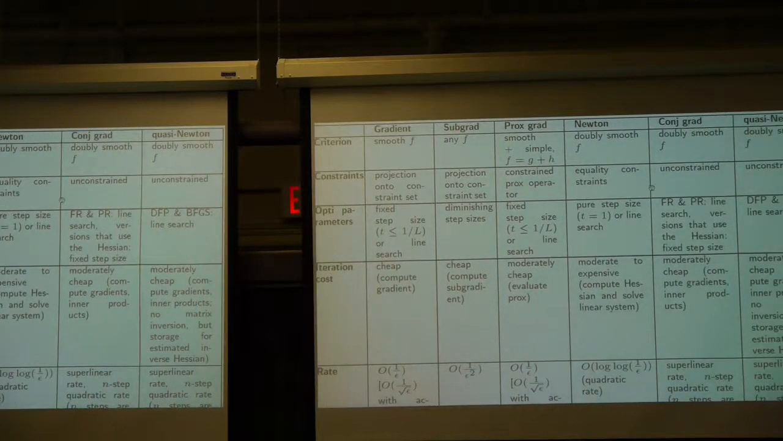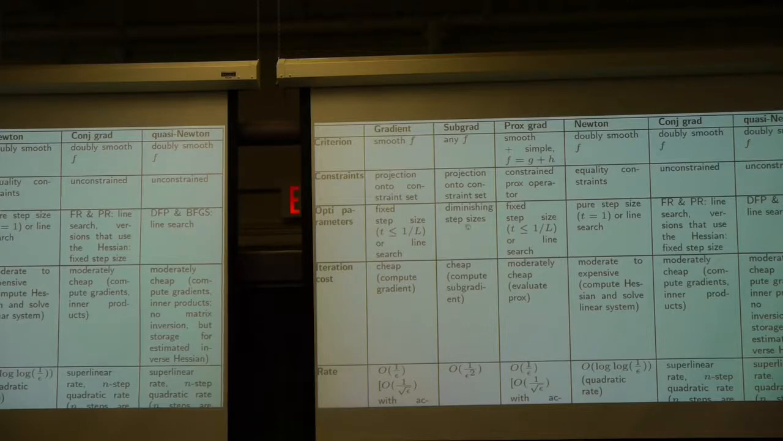How about the parameters? Well, these all have step sizes. Gradient and proximal gradient are really the same. They just tell us that we can either choose it to be less than or equal to 1 over the Lipschitz constant of the smooth part, or we can backtrack, either one.